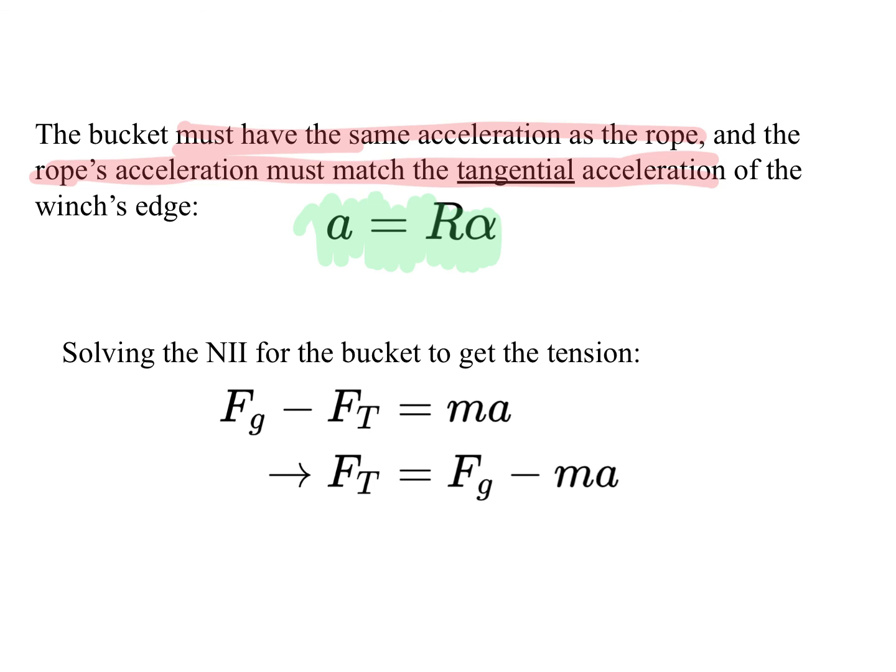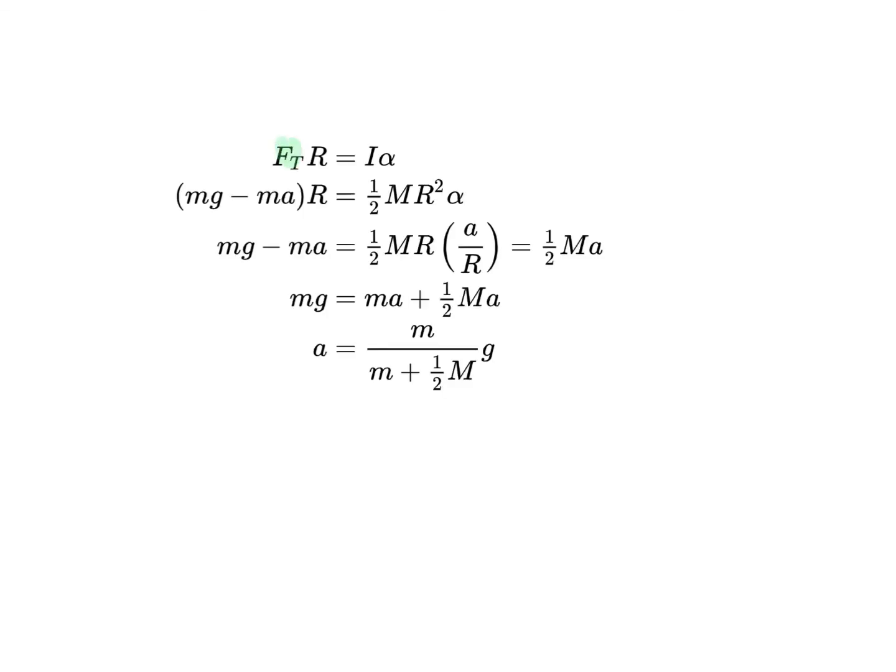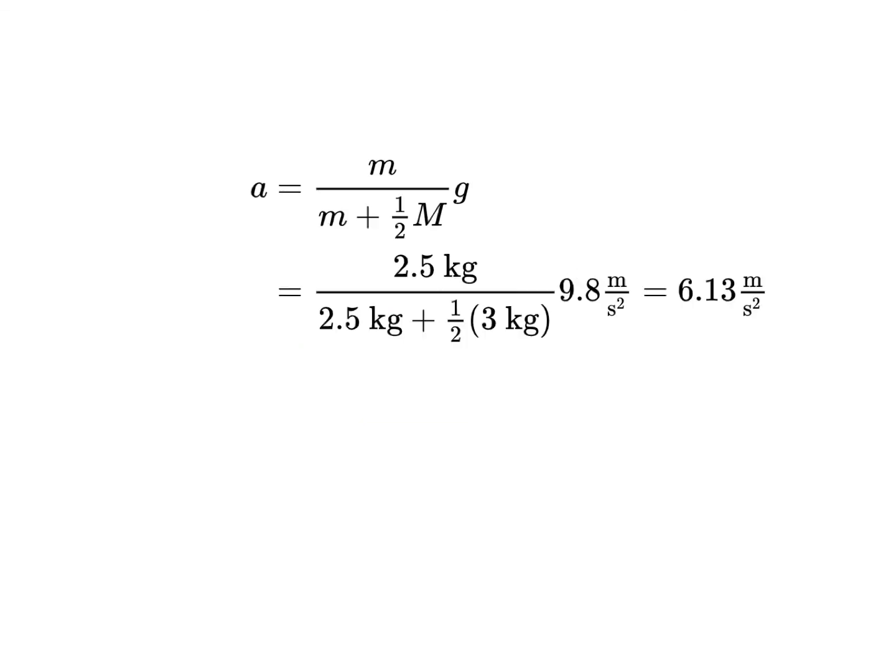So now we can go back into our equations. If we solve Newton's second for the bucket, we'll find that the tension has to be Fg minus ma. So we can put that in here. And then we just do a lot of algebra. We divide by R, which we can do. And then we say that alpha is also A over R. So we get this equation. And then we just do a bunch of solving, and we find that the actual acceleration ends up being the mass of the bucket over the mass of the bucket plus 1/2 the mass of the winch, all times g. When you actually substitute numbers, you get 6.13 meters per second squared.